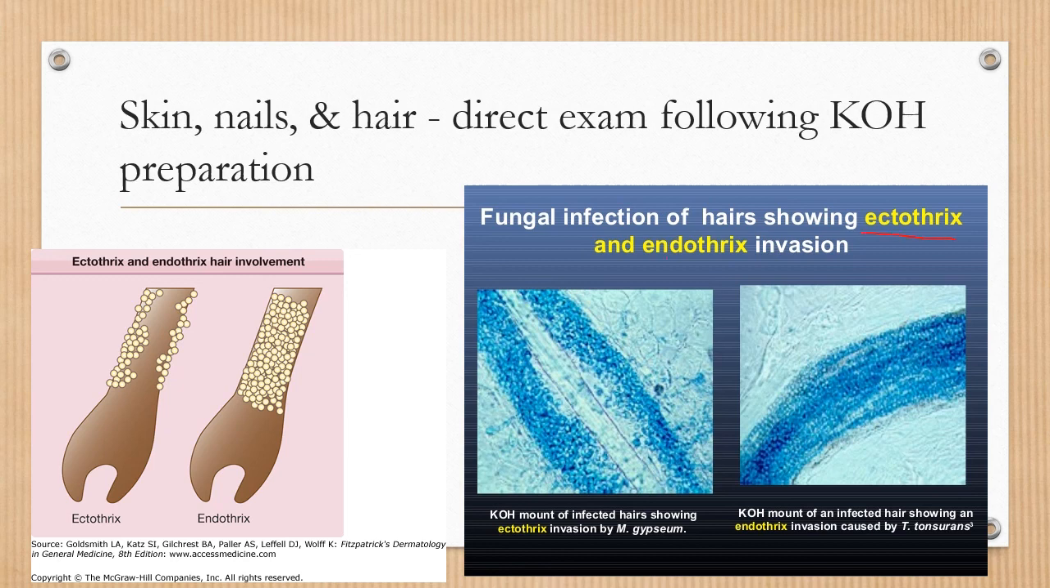ectotrix or endotrix type of invasions, which means that if the growth under the microscope shows invasion in the outer shaft of the hair, like here, this is the shaft of the hair center, and you can see it on the outer part, then this is ectotrix. If you see under the microscope growth of the fungal infection inside, like here you can see inside the hair shaft, we call it endotrix. And this tells us different types of fungi.